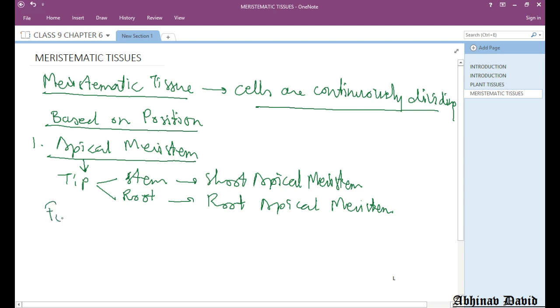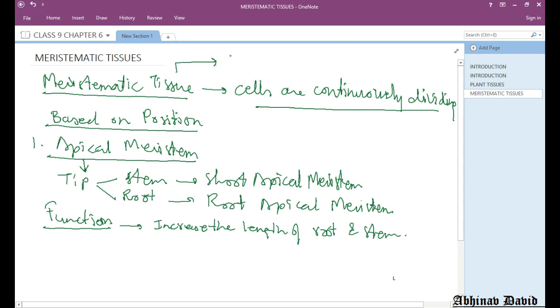Now what is the function of the apical meristem? There is a simple function: it helps in the increase in the length of stem and root. So it increases the length of root and stem. Basically meristematic tissues are responsible for growth. Meristematic tissues are responsible for growth. So they help in the growth of the plant.